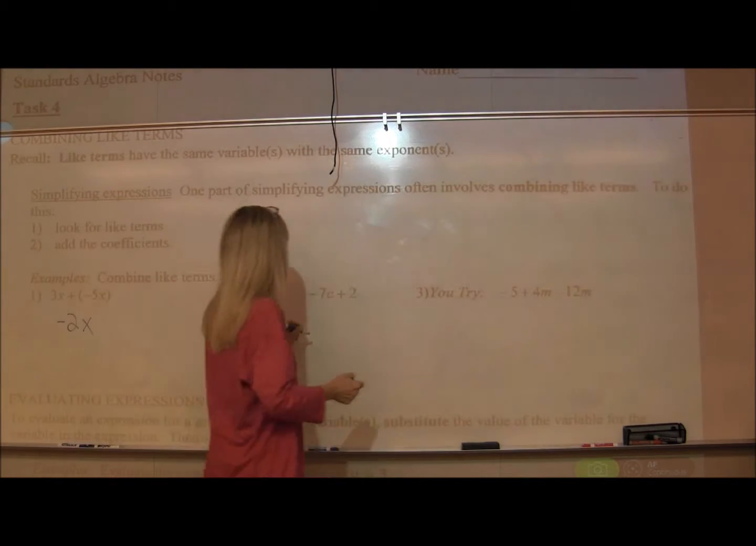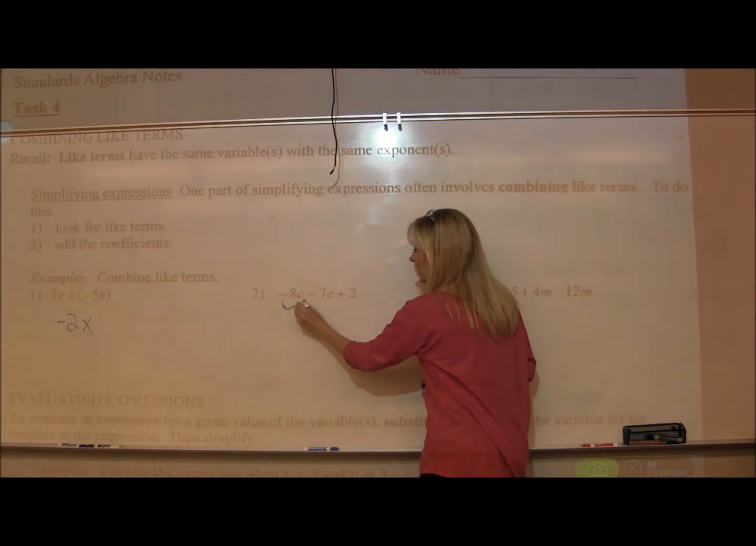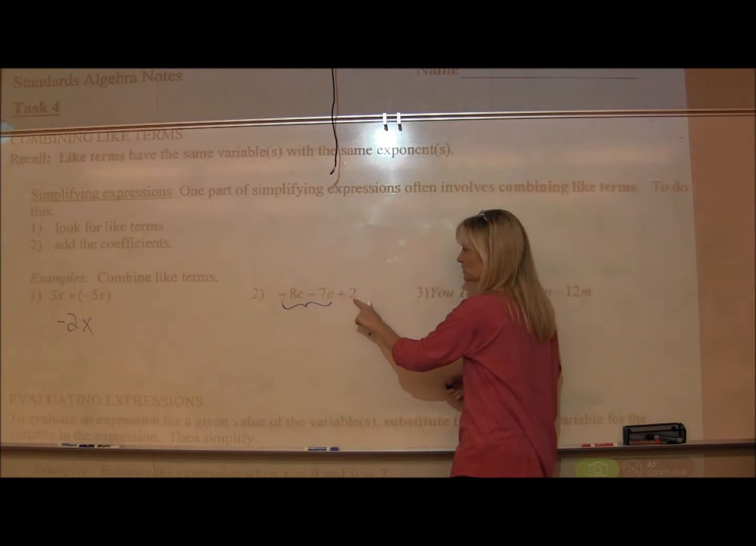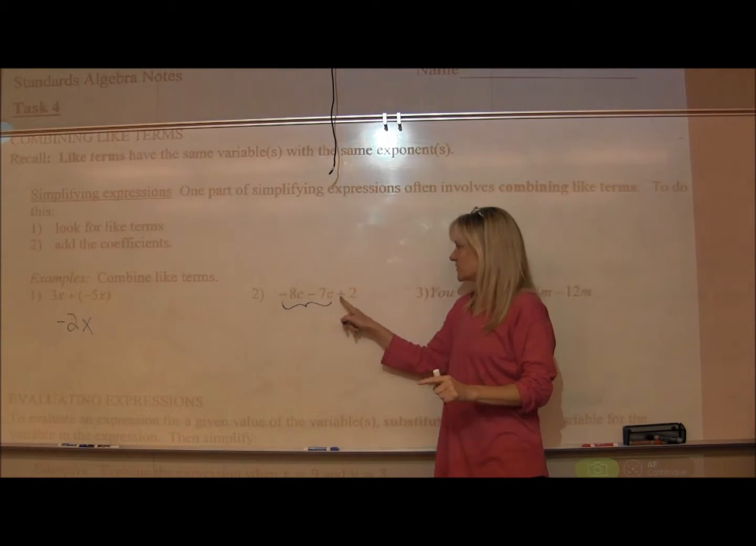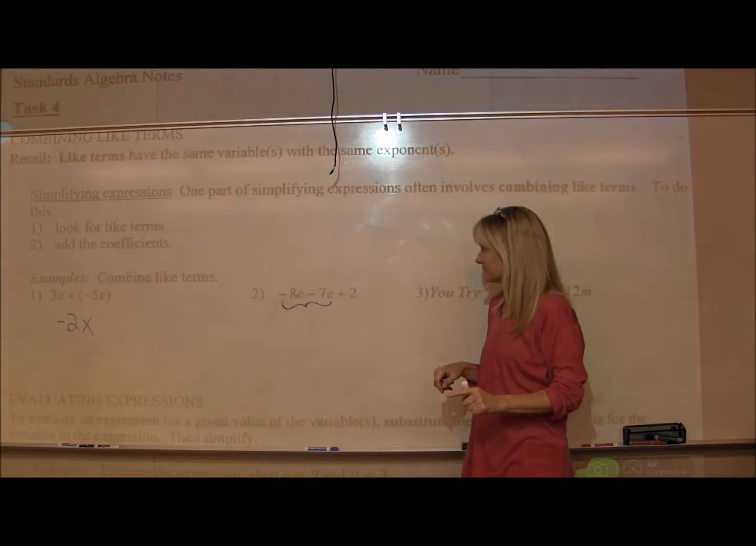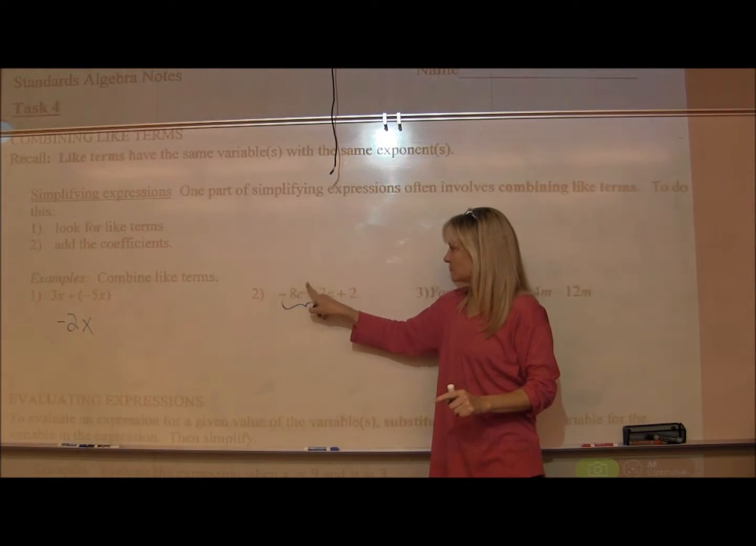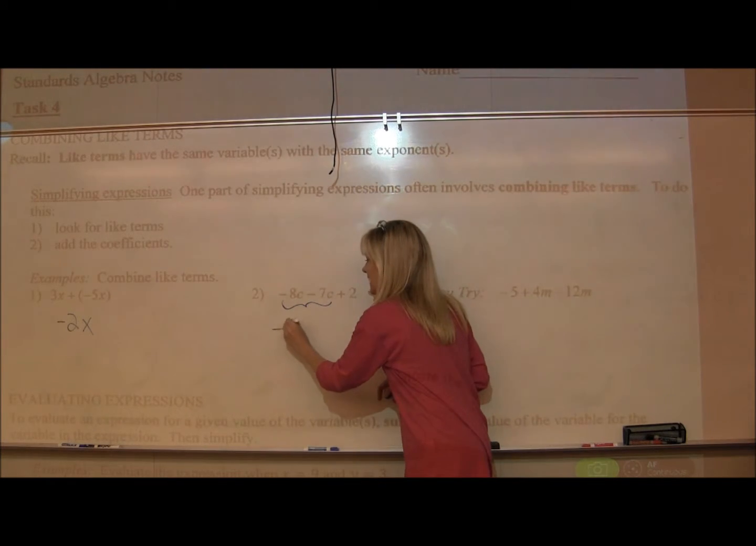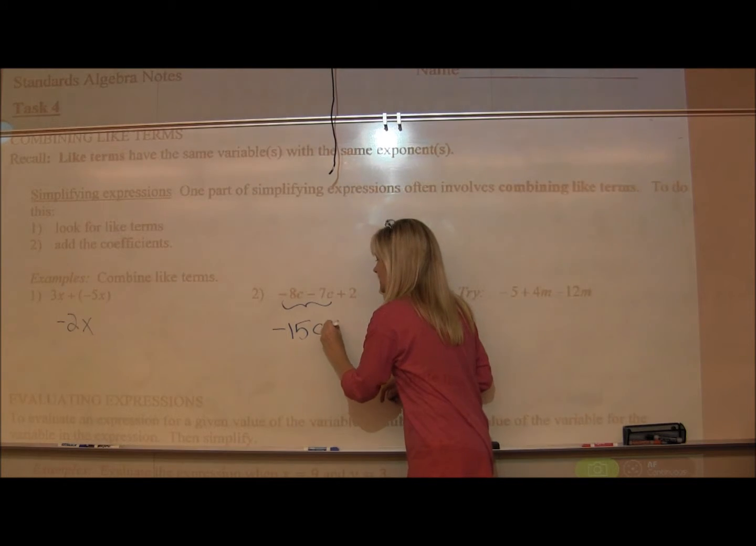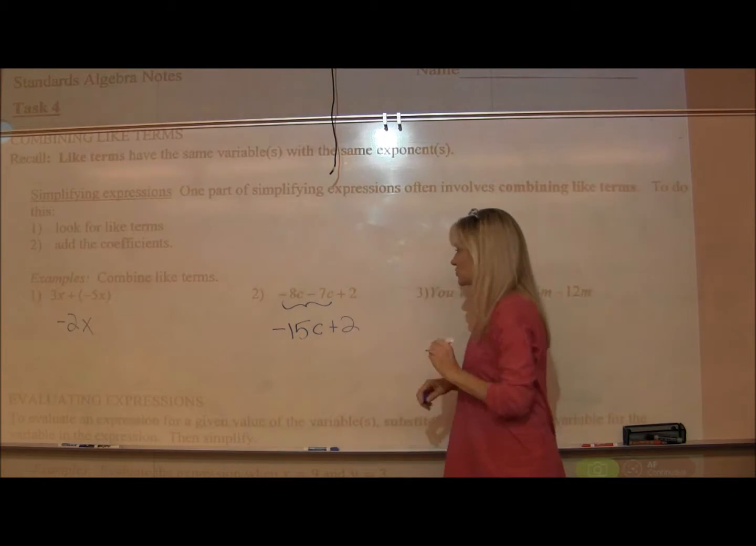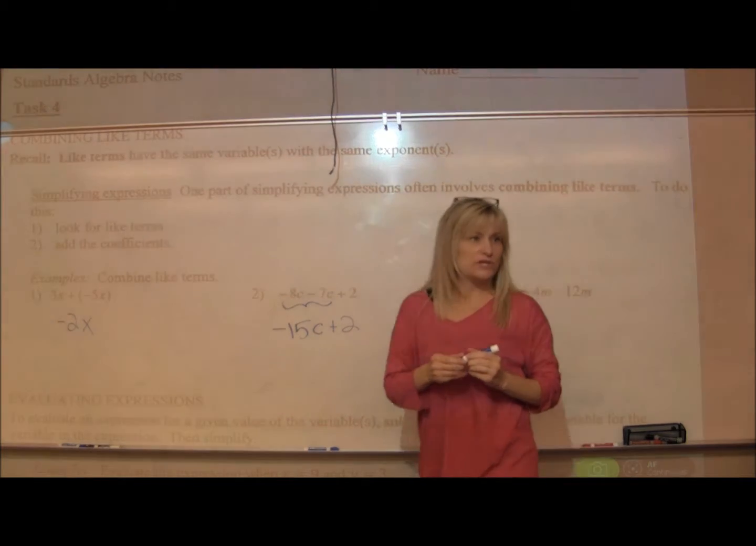Okay, what are our like terms here? We have like terms, and then this can't be combined with these because it doesn't have a c. All right, so negative 8 plus negative 7 is negative 15c plus 2. Okay, so now you guys do the Try.